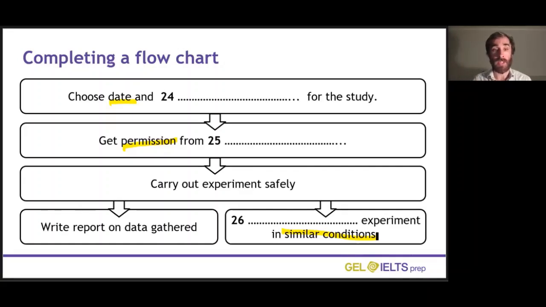Now we can start to predict our answers. As we said before, for question 24, we've got the word and, so date and something. That means we can expect our answer to come together with the word date or with a synonym of the word date there. 25, get permission from.